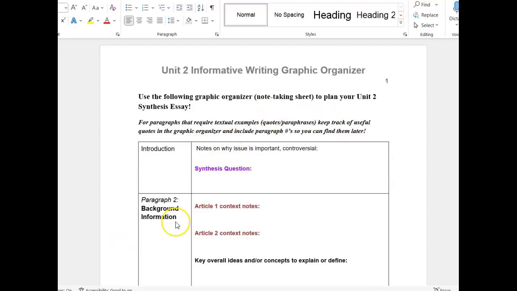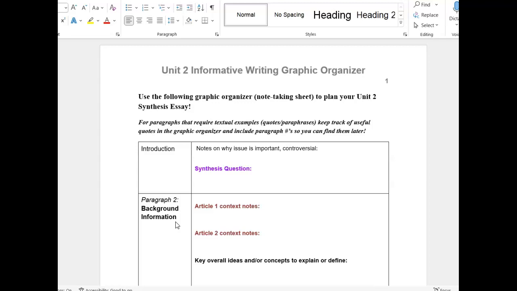So the first one is some notes on why the issue is important or controversial. Think back to any work you've done around what the debate is. What are the two different sides you're looking into? And then the synthesis question is what you want to learn from looking into the two different opinions. So if you're looking at an opposing side that says teens should be banned from social media, and another side that says teens should not be banned from social media, the synthesis question would be, should teens be banned from social media?